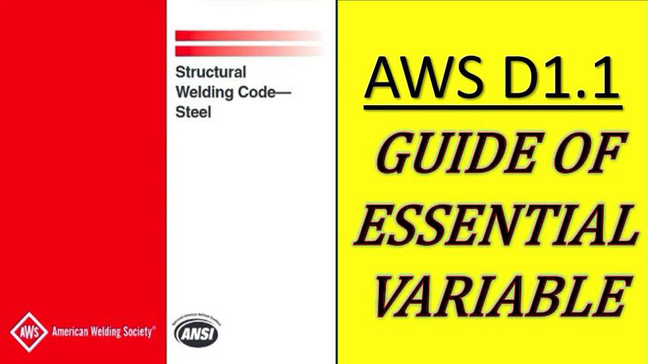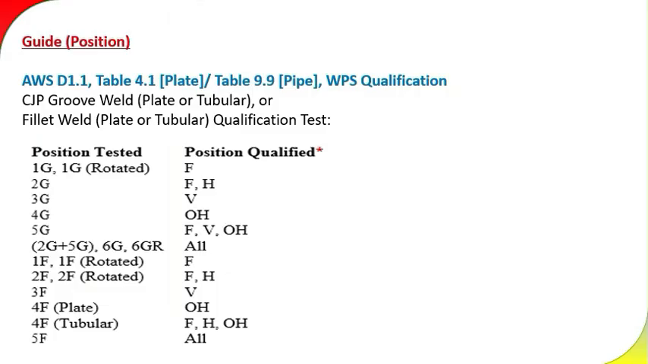So, today's topic is the AWS D1.1 guide of essential variables. I will give you one guide to the essential variables, from where you can find them in AWS D1.1, and you can get a very clear understanding from here. So we'll go first to the guide for position.